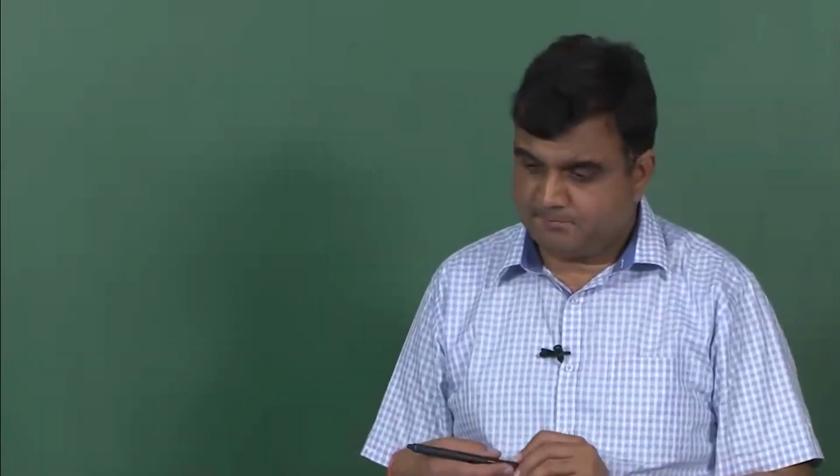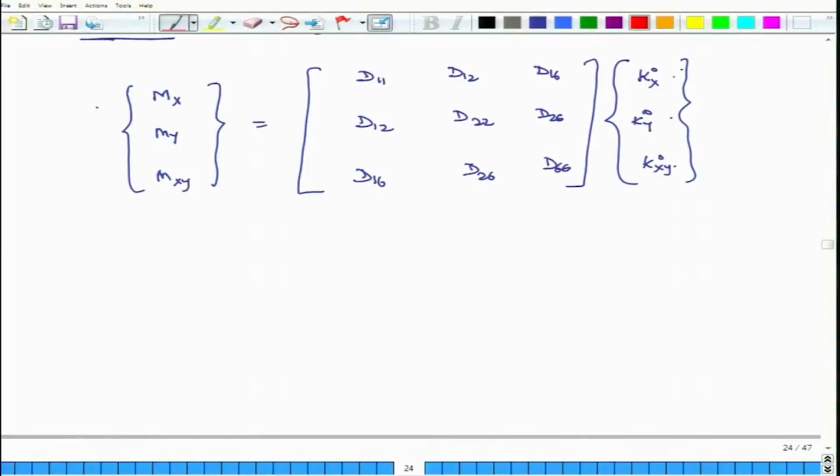So, this is a bending curvature, and this is a twisting curvature.